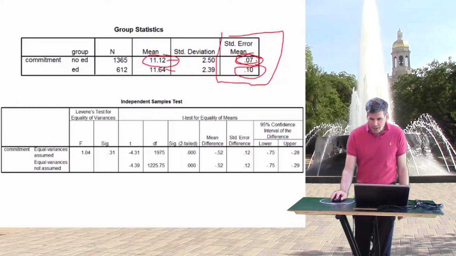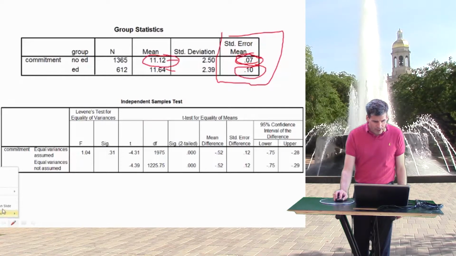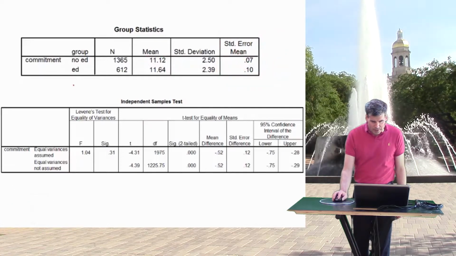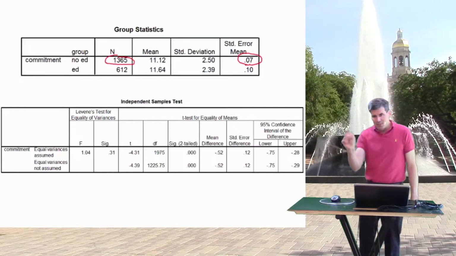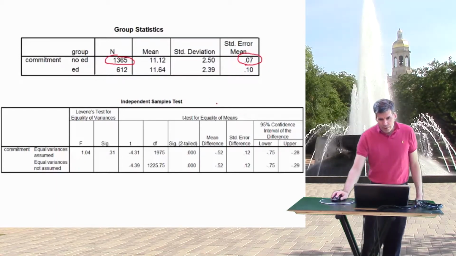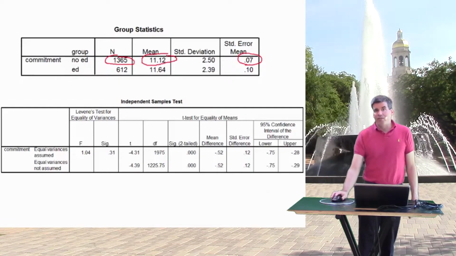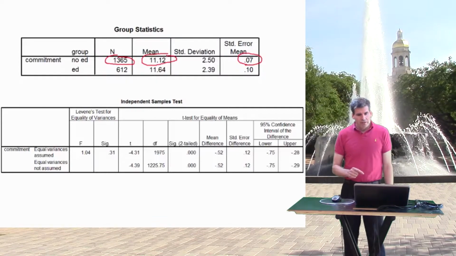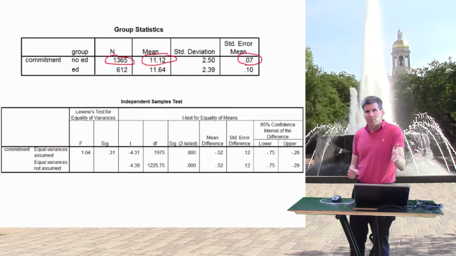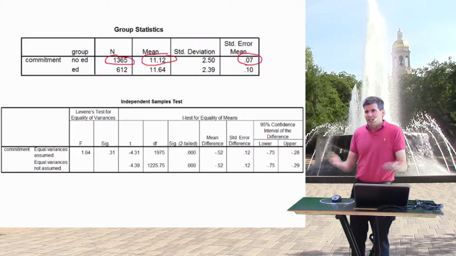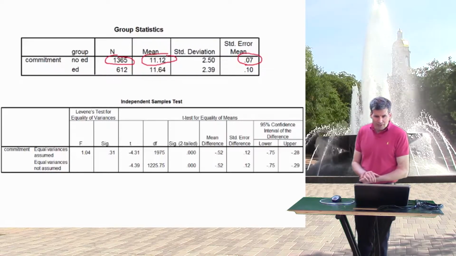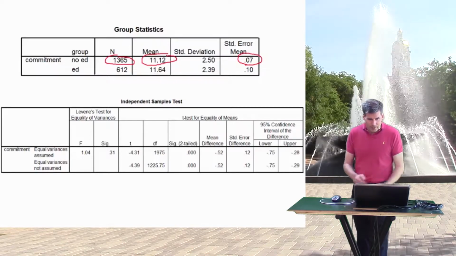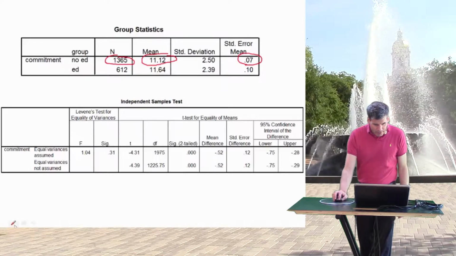These are fairly small standard errors, and the reason for that is that we have a very large sample here, especially for the no education group. A lot of people in that group, and so that standard error is really small, just 0.07. In other words, this mean for the no education group, 11.12, we are estimating very precisely. If we do our study again with another sample of 1,365 people, we're going to get results that are almost identical to what we got in this study. We're going to get hardly any fluctuations from one study to the next. So that's what we have in that upper table.